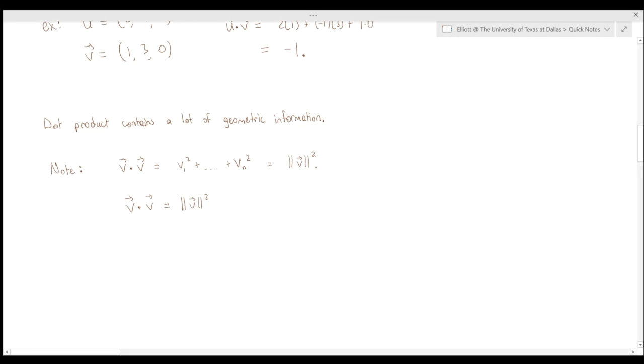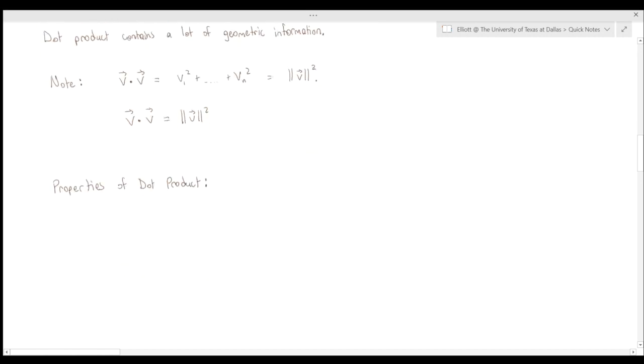Before I go on to some more of the geometric properties of the dot product, I need to go over some of the algebraic properties of it first. So that's what I'm going to do right now. All right.